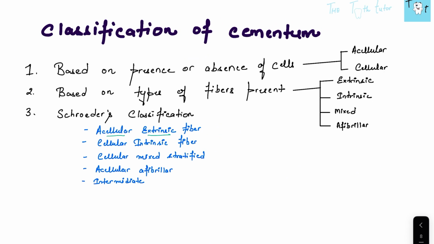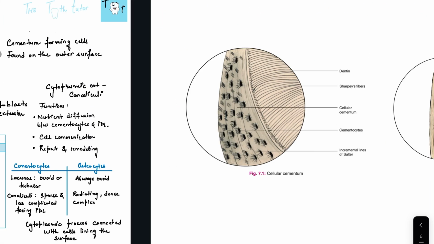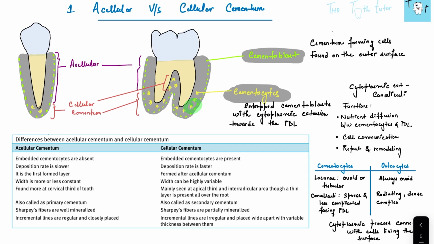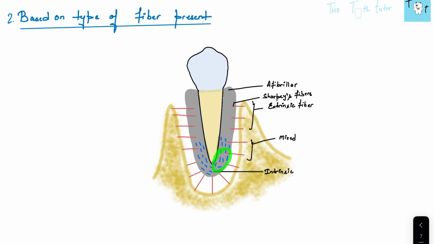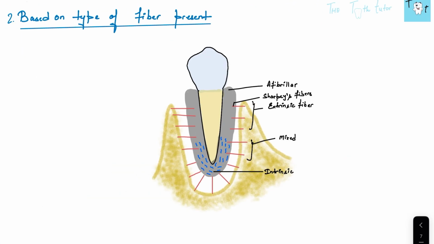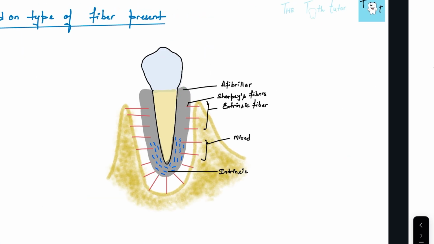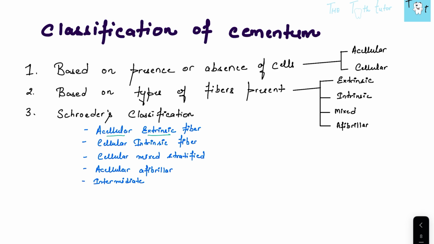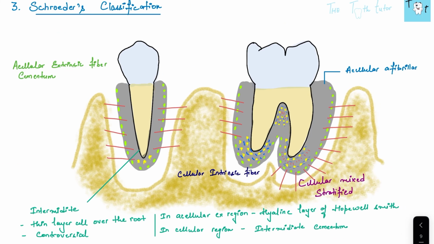Okay, then the cellular intrinsic type, it means that it will have cementocytes, like these, and it will have intrinsic fibers, the tiny ones like this. Then mixed stratified, I'll talk about this later on. Acellular afibrillar, if afibrillar, it won't have any fibers, it will be like this. And then intermediate, that's a whole other topic, I'll talk about it later. Now there are various locations where these five types of cementums are present and they have various different purposes. So why their anatomy is like this, it has a purpose.